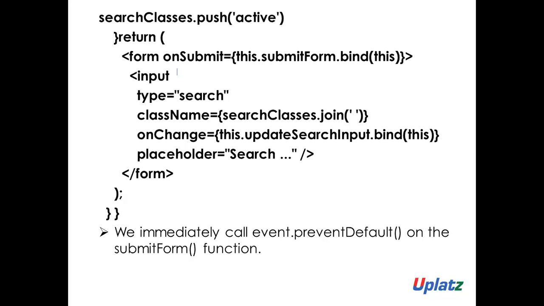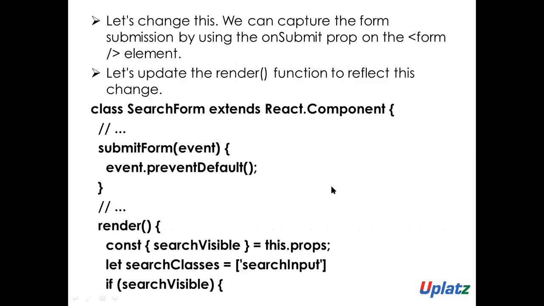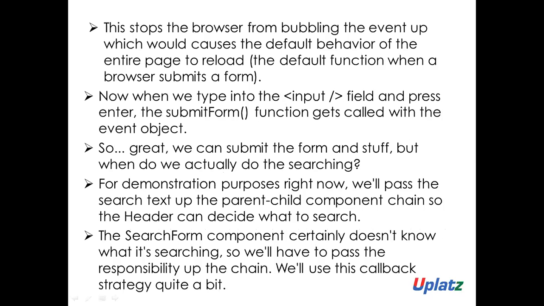And here we have immediately called preventDefault on the submitForm function. You can see here, preventDefault is nothing but the event in the submit bar. What is that? I will explain here. This stops the browser from bubbling the event up, which would cause the default behavior of an entire page to reload. That is the default function when a browser submits a form.